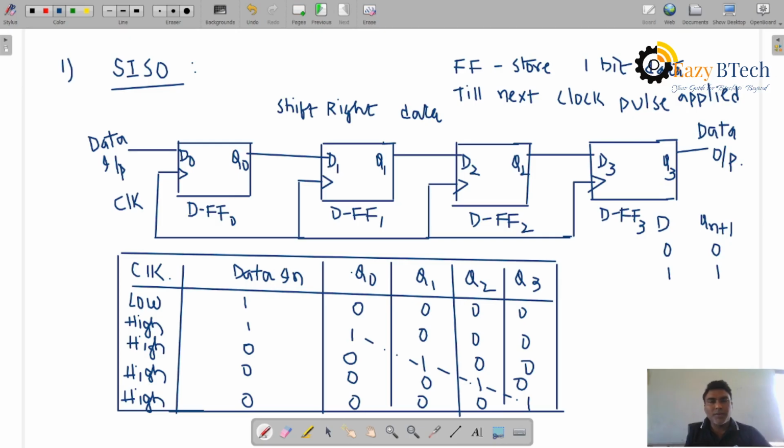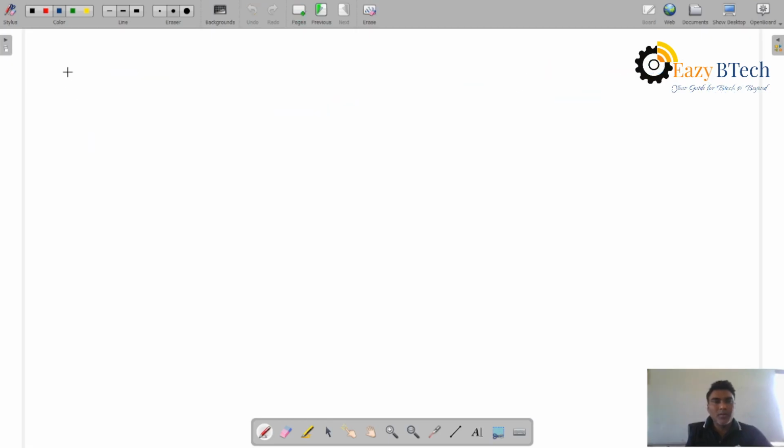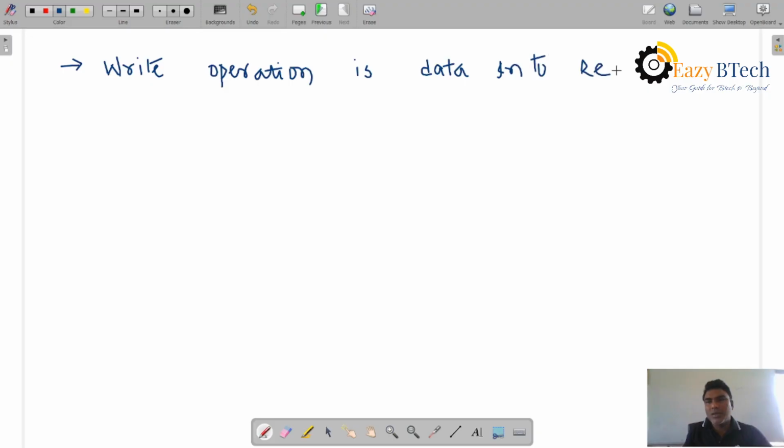So this is the write operation: write into the register. The write operation is data through registers, data into flip-flop registers, right?